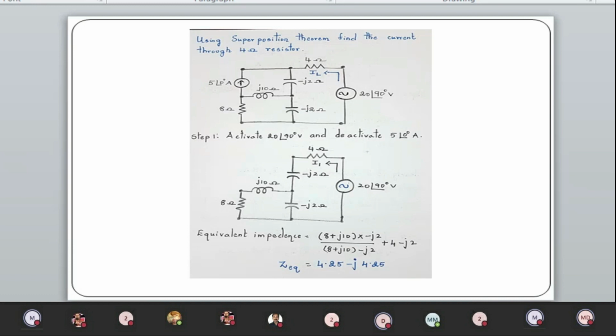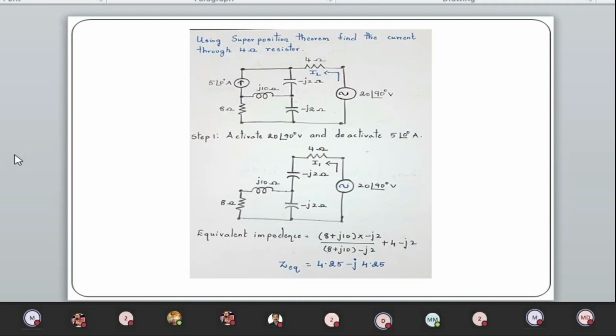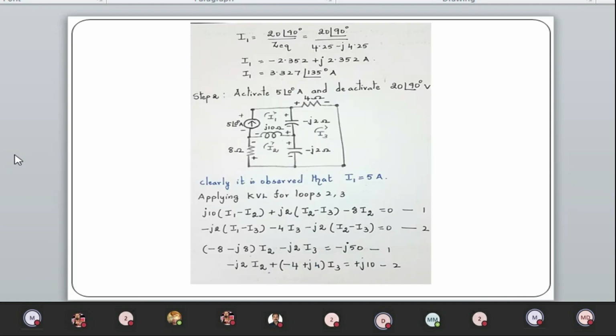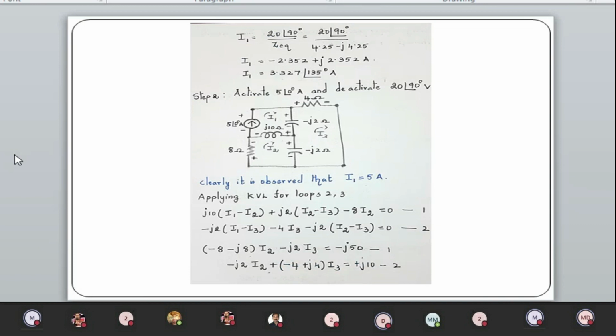8 plus J10 and minus J2 are connected in parallel, together in series with 4 minus J2. So the equivalent impedance is 4.25 minus J4.25. Now I1 is V divided by Z. What is V here? 20 angle 90, and what is Z? 4.25 minus J4.25. So I1 is 3.32 angle 135 degrees.